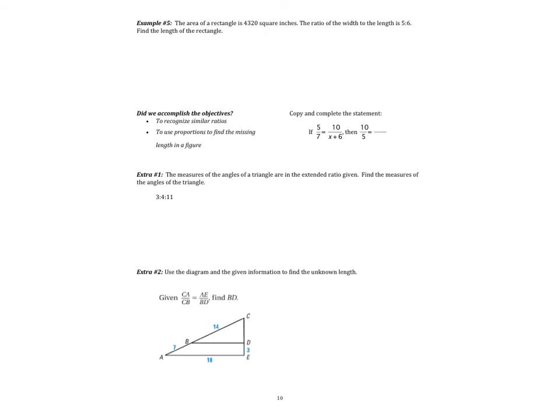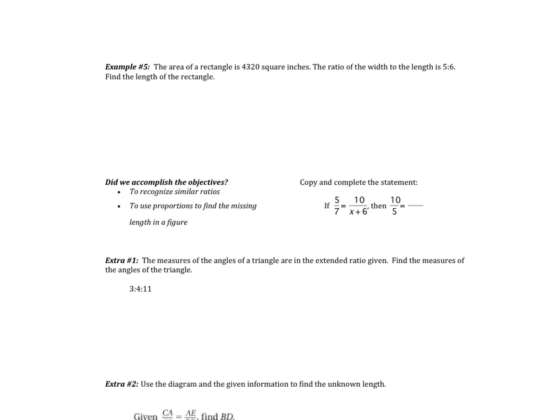Okay, example 5 here tells us that the area of a rectangle is 4,320 square inches. The ratio of the width to length is 5 to 6. So again, width to length. And area is not the same as perimeter. The way you get the area of a rectangle is you multiply length times width. So again, I'm going to just put the area inside. The width to length is 5 to 6 once it was reduced.